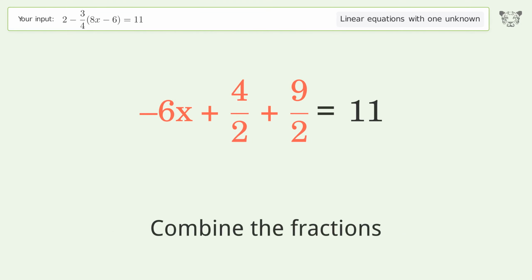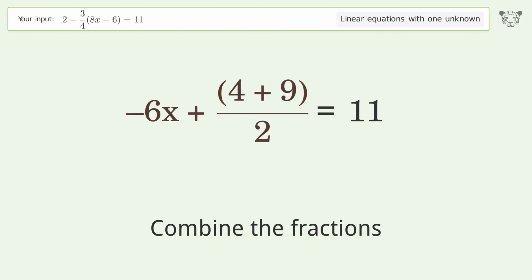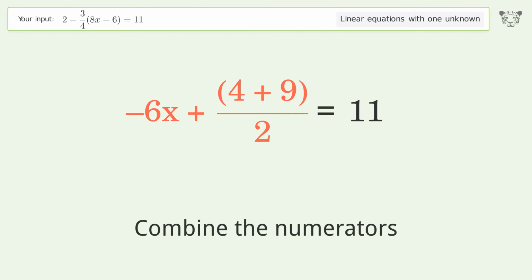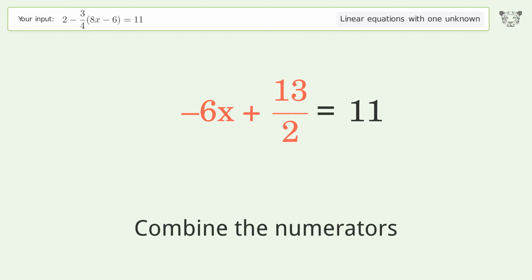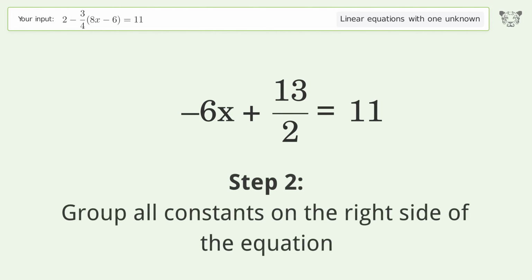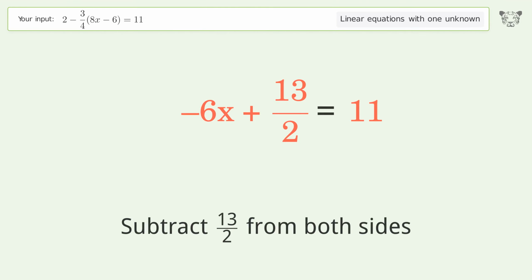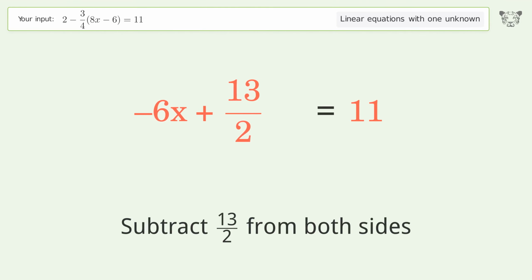Combine the fractions. Combine the numerators. Group all constants on the right side of the equation. Subtract 13/2 from both sides.